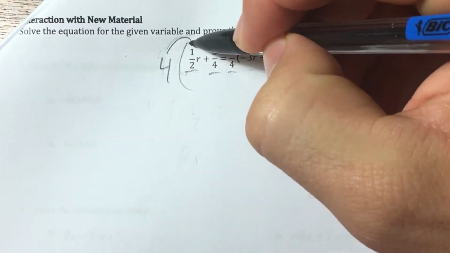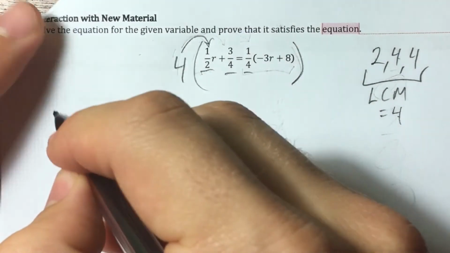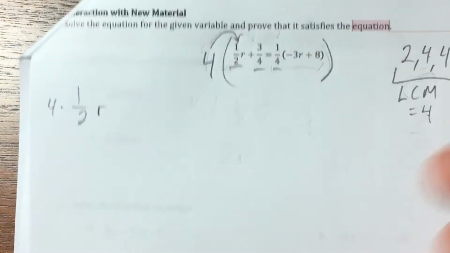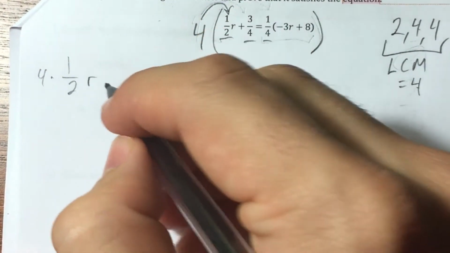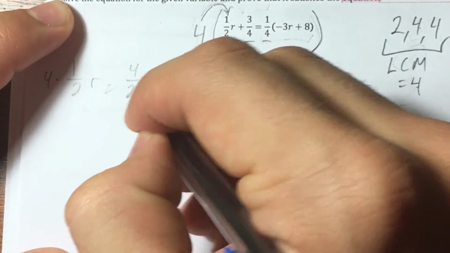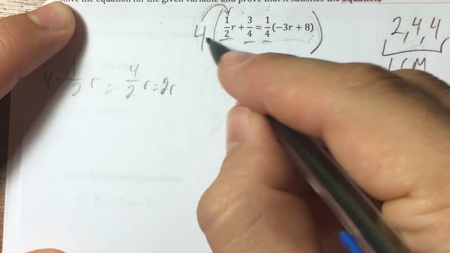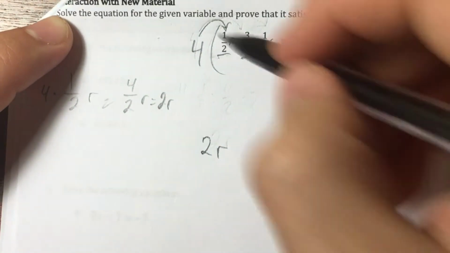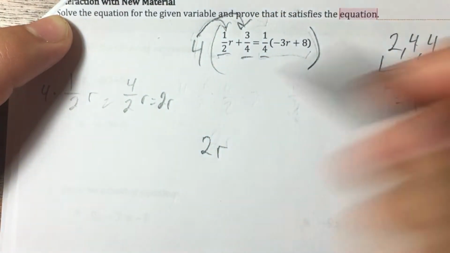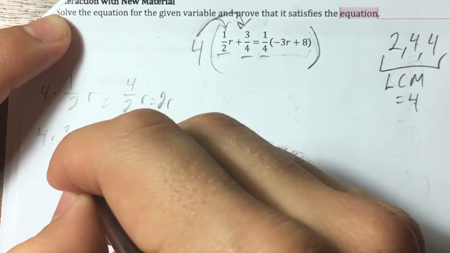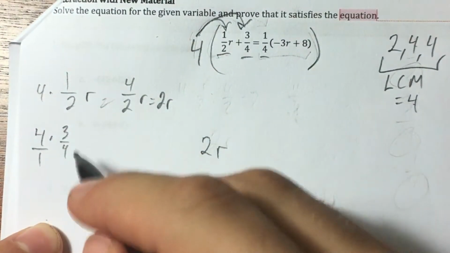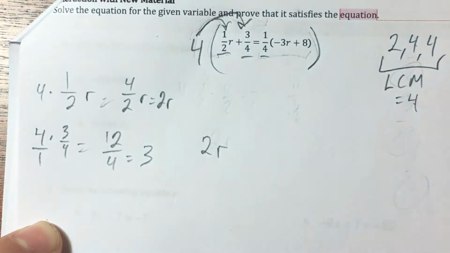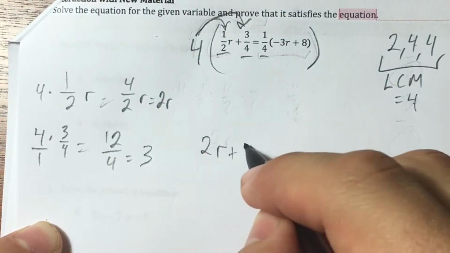So if I were to distribute to the first term, I would have 4 times 1/2 r. This would be 4r over 2, or just 2r. So this first term, 4 times 1/2 r, gives us 2r. Now, distributing or multiplying to the second term, 4 times 3/4, we get 4 times 3 is 12, over 4 gives us 3. So this would be plus 3.